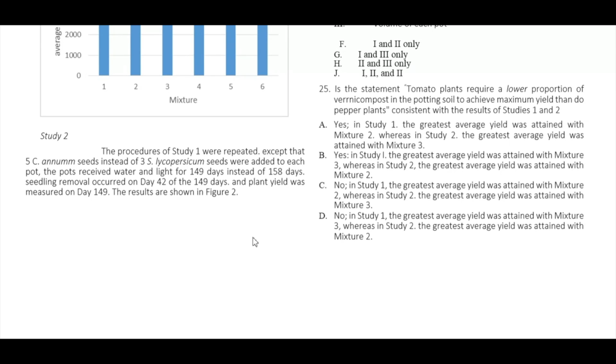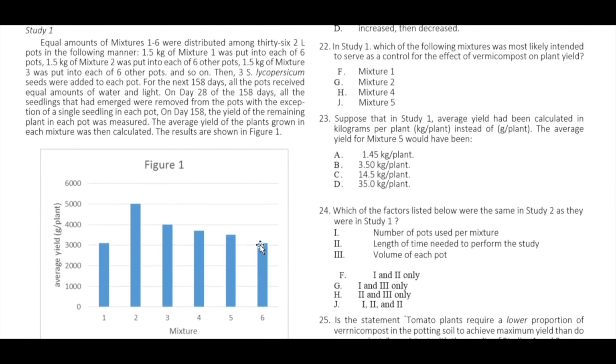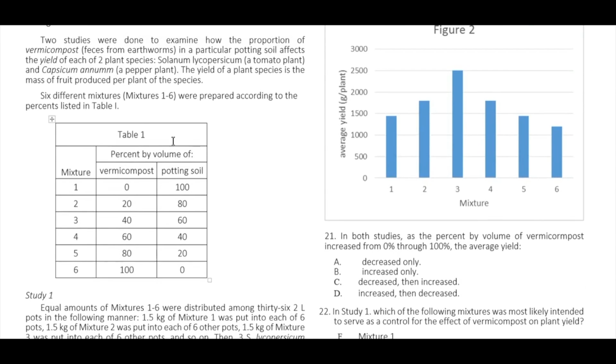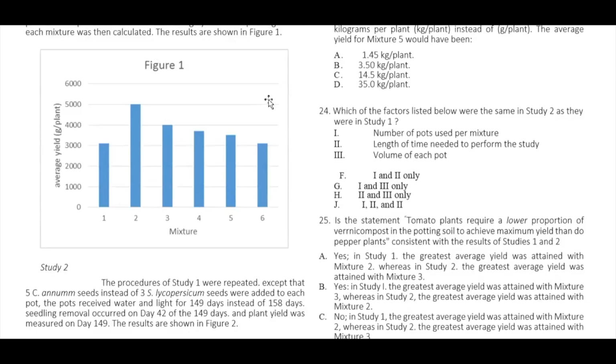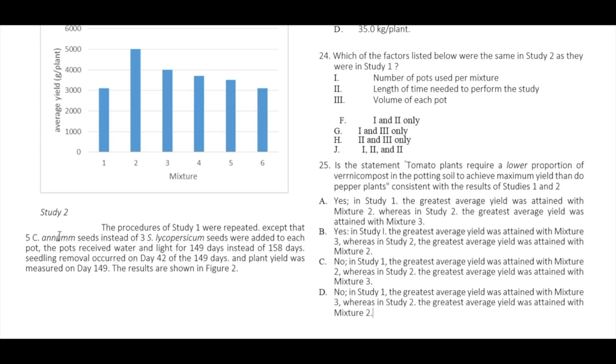But in science sections, you often don't have to have any outside knowledge. All the stuff that you need is inside the passage itself. So we'll scroll up here to see where they define what these mean. We have Capsicum annum is a pepper plant, and the lycopersicum is a tomato plant. So annum pepper, lycopersicum tomato plant. We see 5 C. annum seeds were used instead of the lycopersicum. So study 2 used pepper and study 1 used tomato plants.